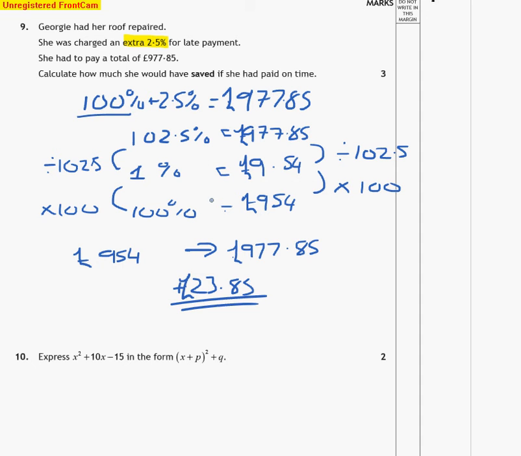Okay, so marks for this one. You get your first mark for identifying 102.5% is the sum. Then using your strategy here, you would get a mark, and then the final answer. This first line gets you a mark, a valid strategy, because there are different ways to get to 100%, but this obviously works. And then your final answer. Okay, good stuff.